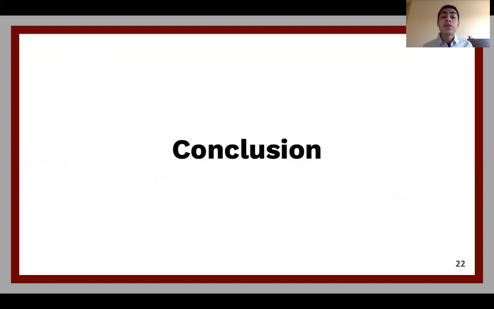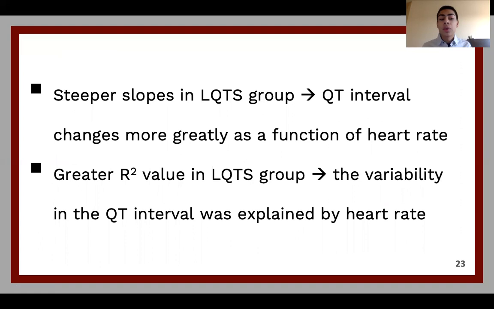And so that leads me to conclusions and a discussion about what these results mean and why they're important. The steeper slopes in the long QT syndrome group mean that the QT interval changes more greatly as a function of heart rate. As heart rate increases, the QT interval increases by a pretty substantial amount compared to the control group. And the greater R-squared value basically means that more of the variability in the QT interval shown in the data was explained by heart rate, which is a good thing, and it means that the data was strong in the long QT syndrome group compared to the control group.